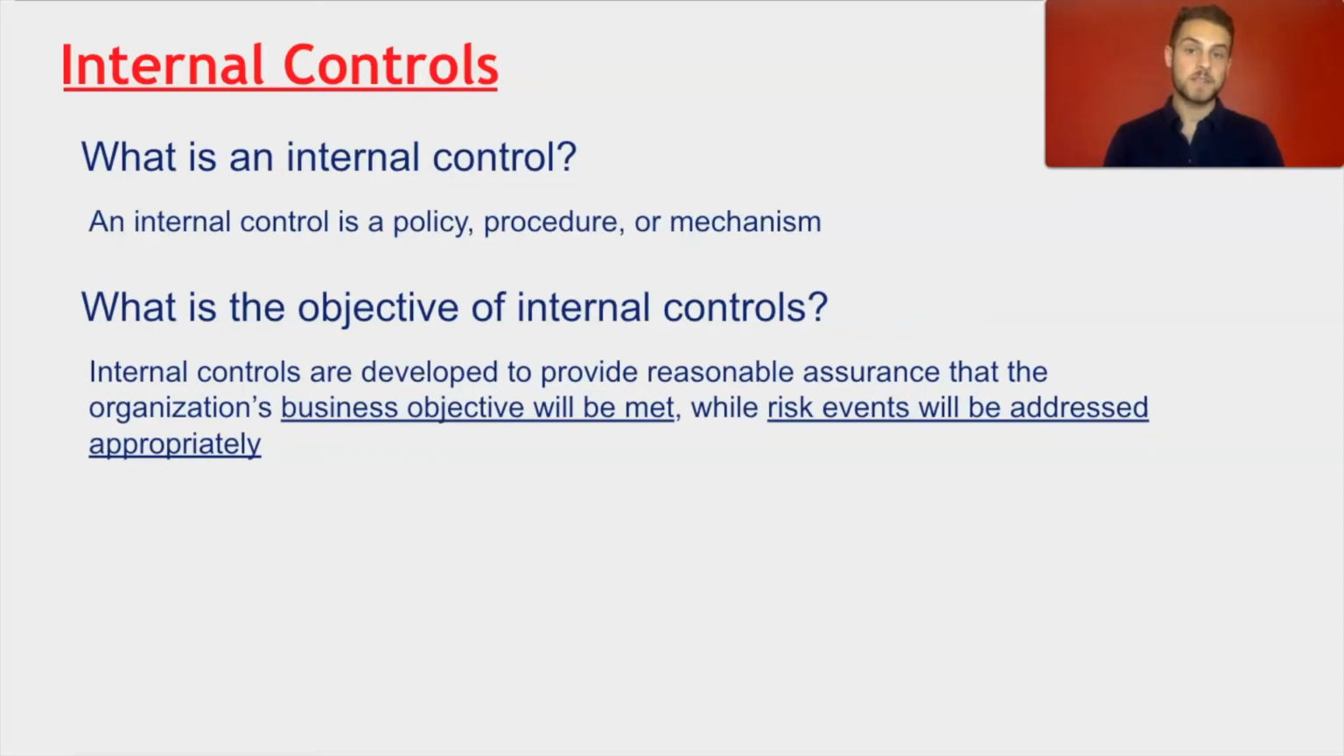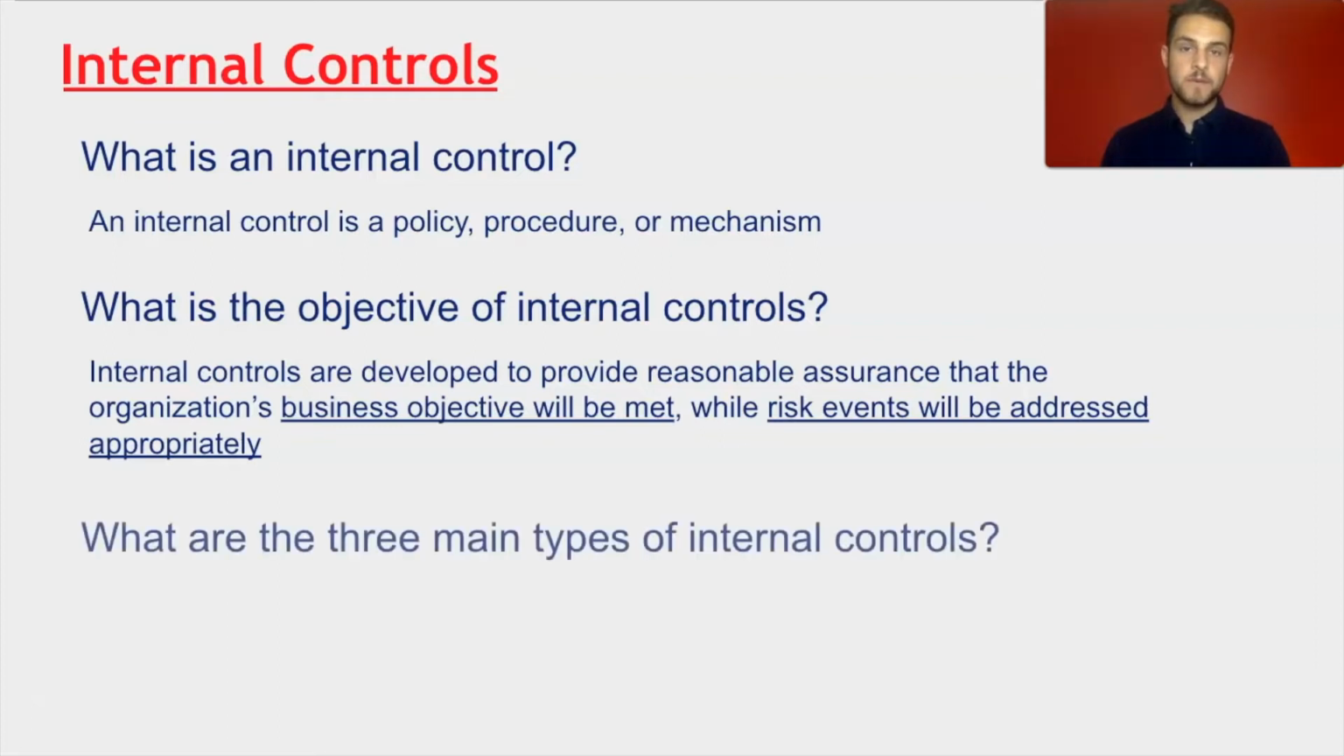will be addressed appropriately. Now that we know a few high-level examples of internal controls and what they try to achieve, let's hone in and discuss the three main internal control types, which are preventive, detective, and corrective controls. You will see these three main types of internal controls, whether it be in the real world or when preparing and taking the CISA exam.